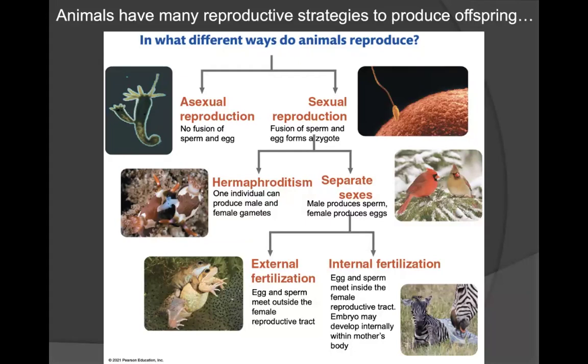These include asexual reproduction, which does not involve the fusion of the sperm and the egg, or sexual reproduction, which involves fusion of the sperm and the egg that leads to the formation of a diploid zygote. Note there are also reproductive strategies within sexual reproductive means. These include hermaphrodism, where one individual can produce both male and female gametes, having separate sexes where the male produces sperm and the female produces eggs, and also having external and internal fertilization.